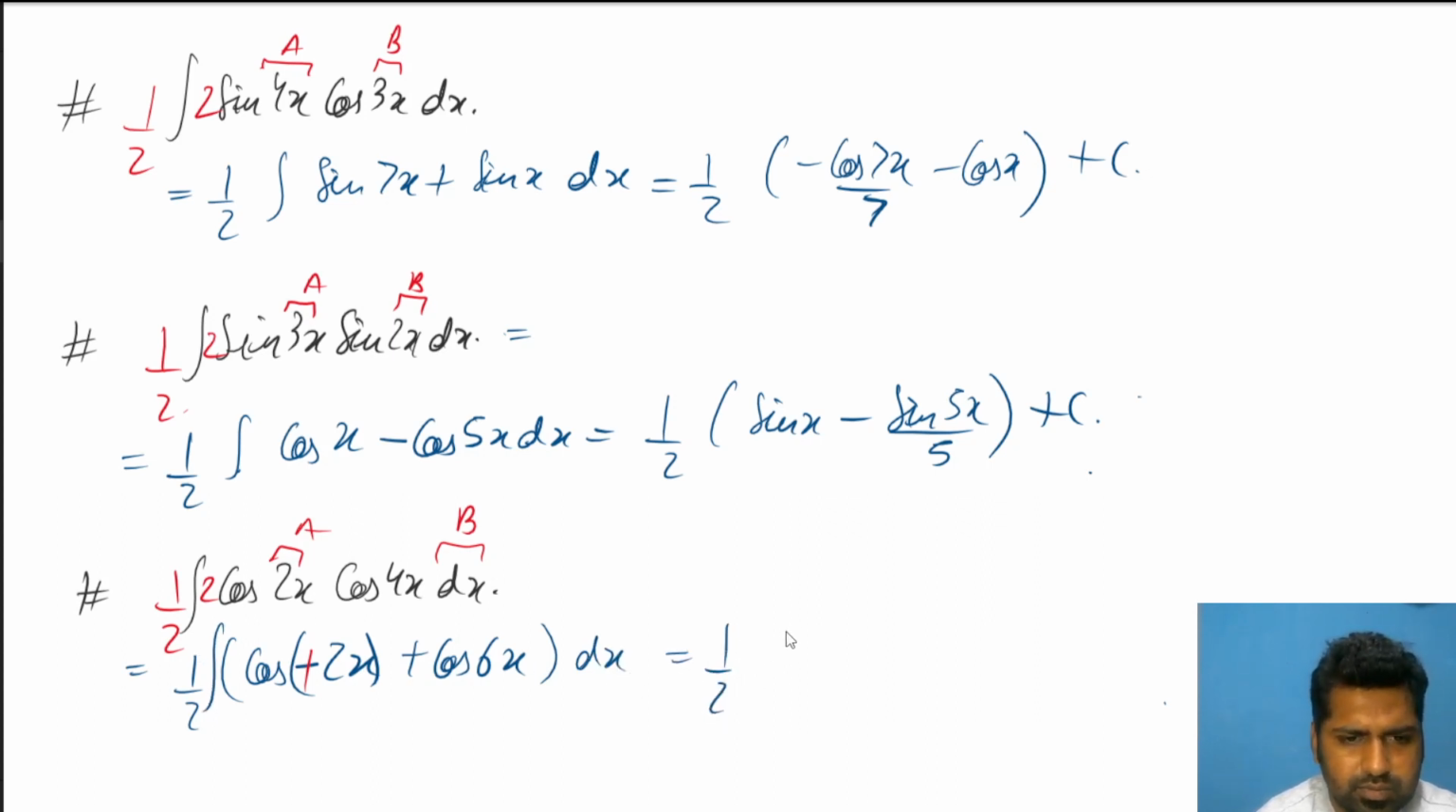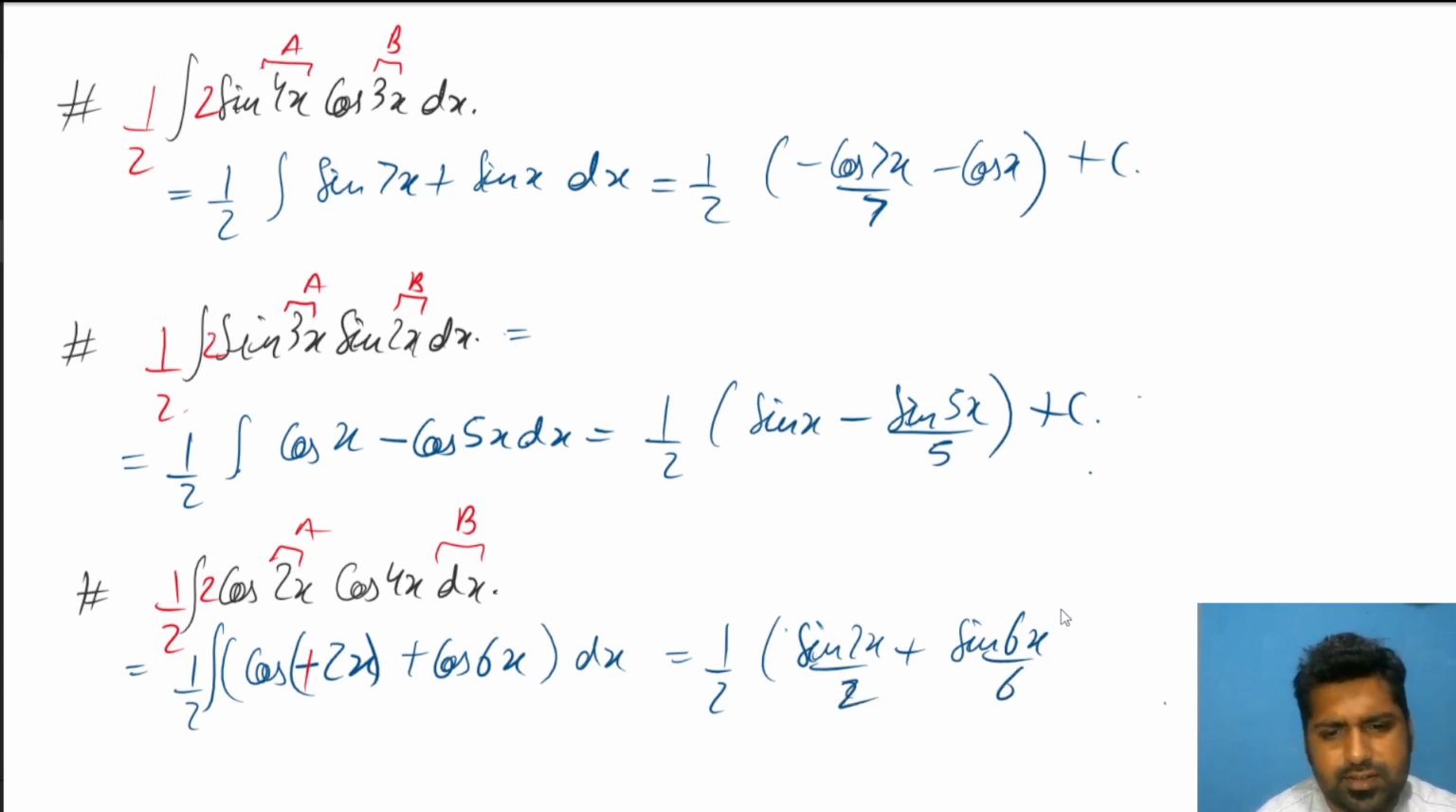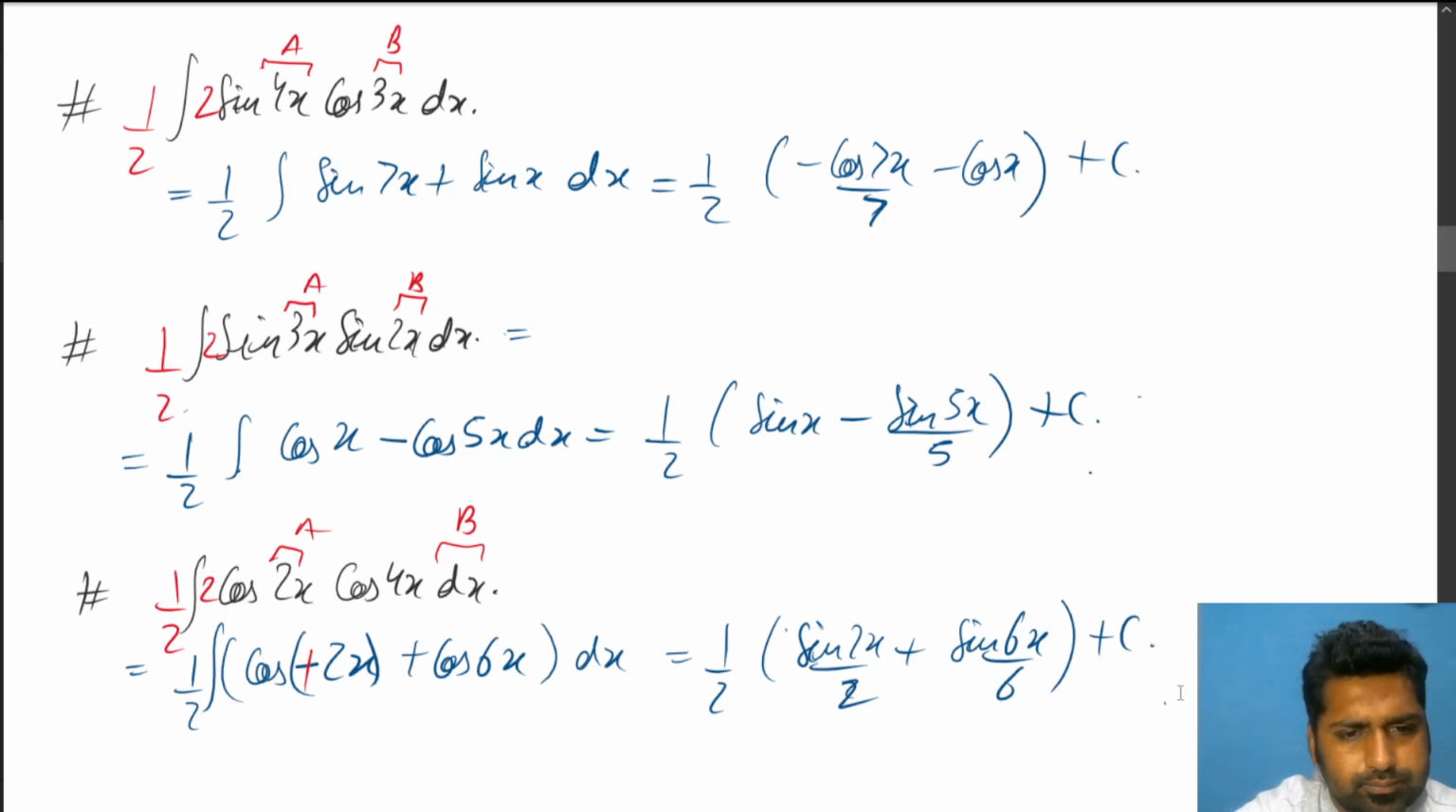1 by 2, this will be sine 2x by 2 plus sine 6x by 6. Coefficient of x, coefficient of x. Do not forget the ax plus b format. Very crucial.